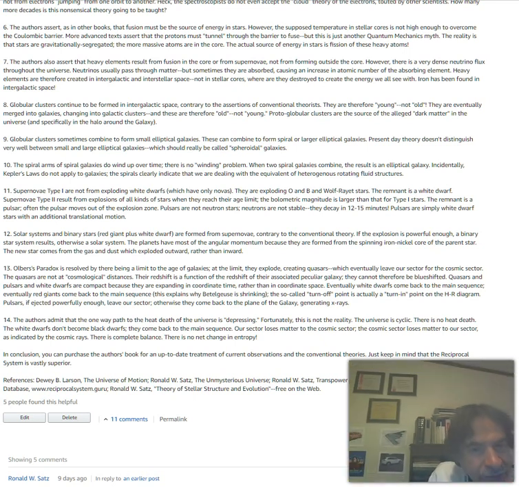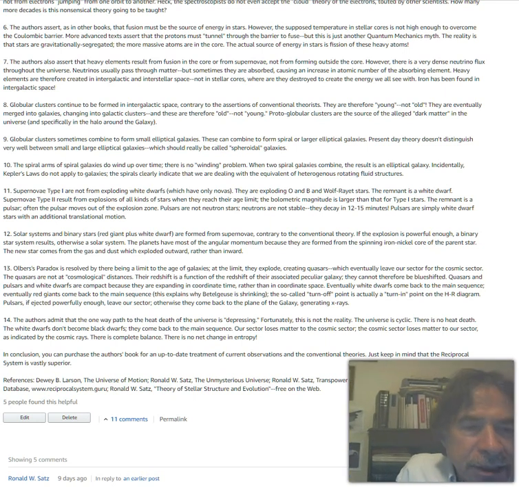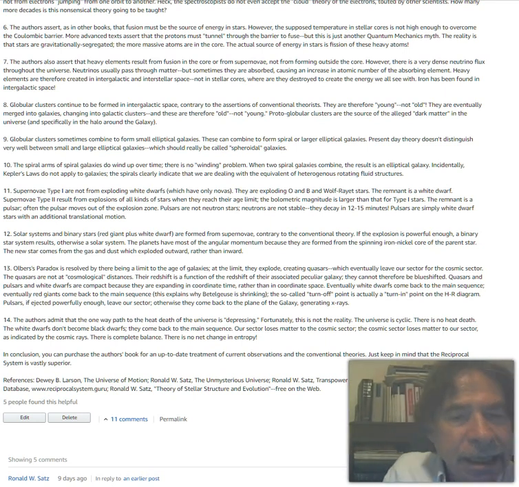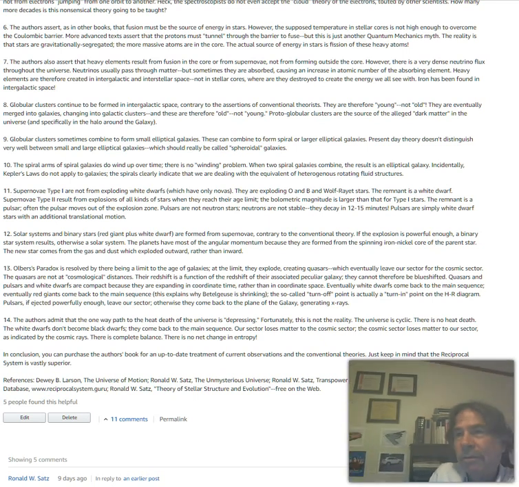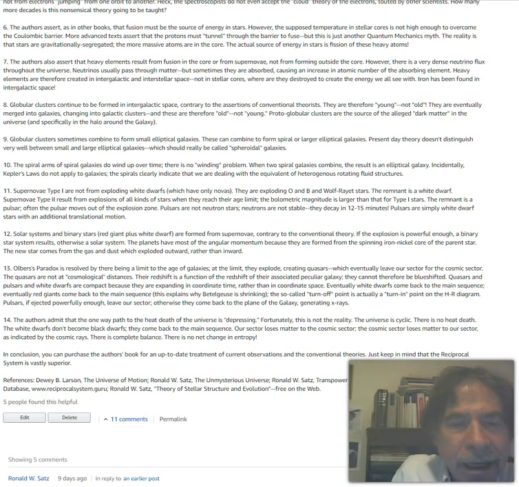Quasars and pulsars and white dwarfs are compact because they are expanding in coordinate time, which is the opposite of expanding in coordinate space. Eventually, white dwarfs come back to the main sequence. Eventually, red giants come back to the main sequence. This explains why Betelgeuse is shrinking, which is kind of funny. I read an article. The astronomers are confused as to why Betelgeuse is shrinking. Anyway, the so-called turn-off point on the HR diagram is actually a turn-in point. Pulsars, if ejected powerfully enough, leave our sector. Otherwise, they come back to the plane of the galaxy, generating X-rays, just like I said above.